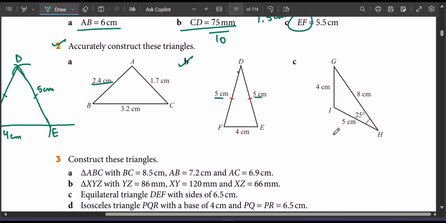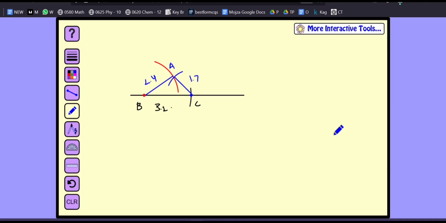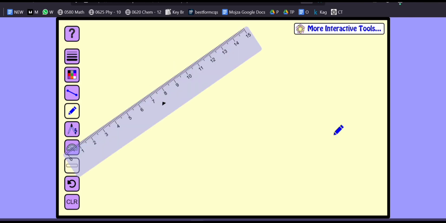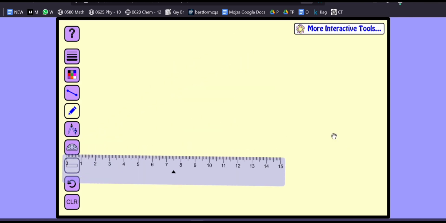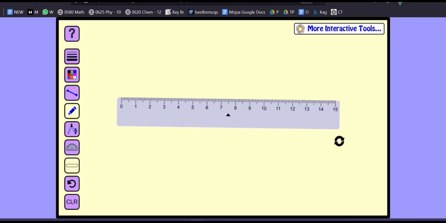For C part, what you're supposed to make is you have to make a 5 centimeter line. Okay, let's do it on the tool as well. This is going to take time, but let's do it because this is a little bit trickier question. So what we are going to do is, initially it's a little tilted one.